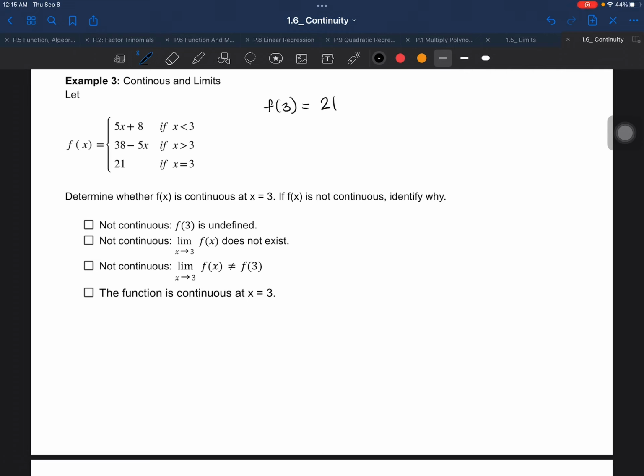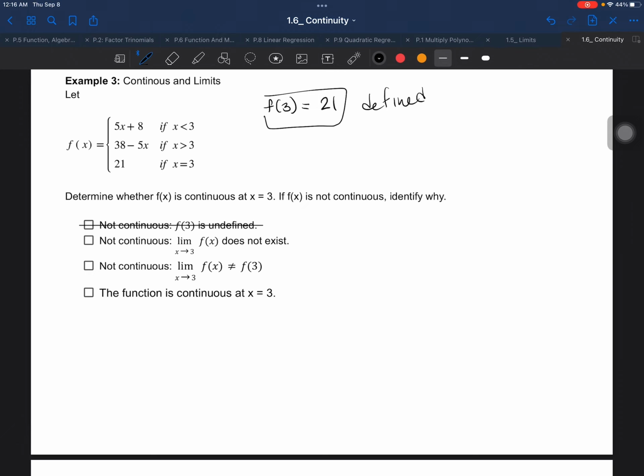All right, so let's try the next one. So far we have deduced that f of 3 is defined. There's an actual value for this. We cannot say that it's not continuous because f of 3 is undefined, because we already know it is defined. So that cannot be true, the first option.